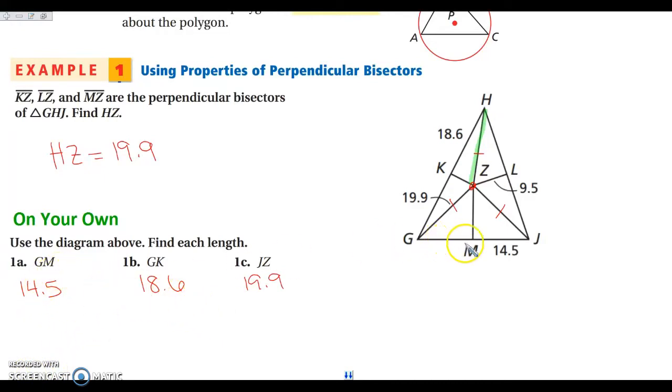I know that GM is 14.5 because, again, I know that MZ is a perpendicular bisector, so both of these are congruent. I know GK is 18.6 for the same reason, that these two sides are congruent here and here because KZ is a perpendicular bisector. And then I look at JZ, which is the distance from that circumcenter to the vertex of the triangle. All three of these are congruent, so it is also 19.9. Questions on that? Go ahead and write it down now.